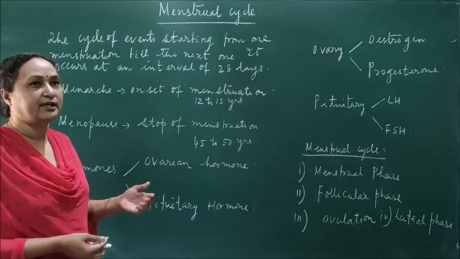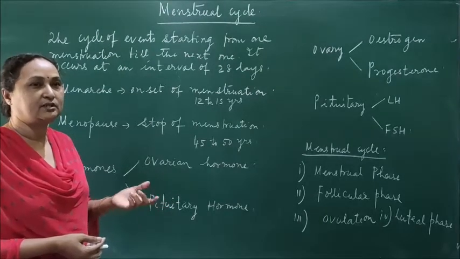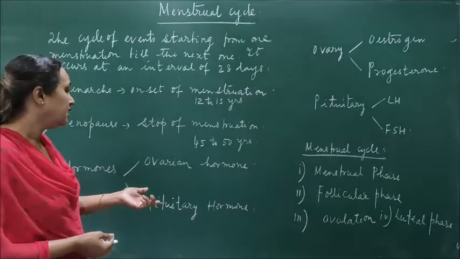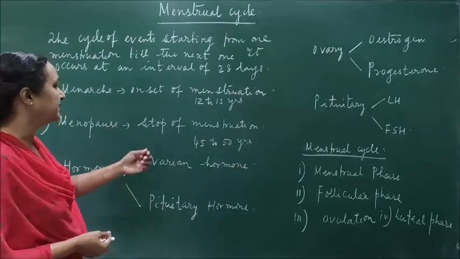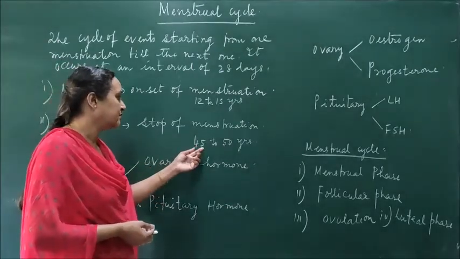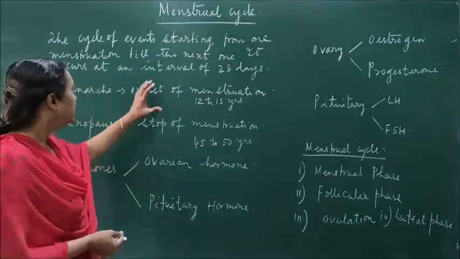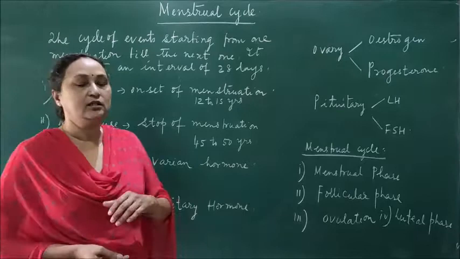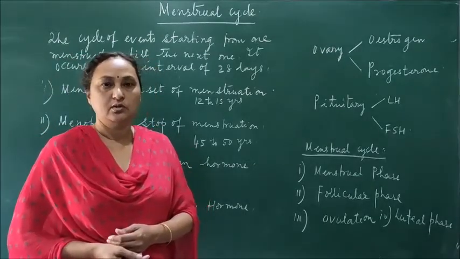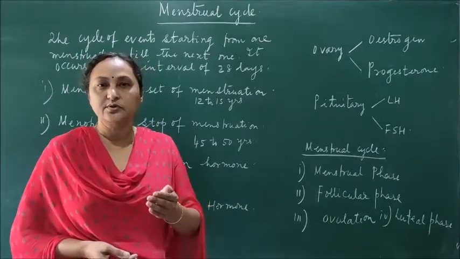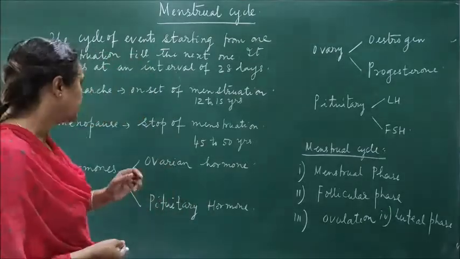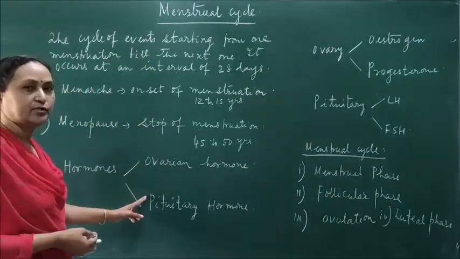In some females you can find it starts at the age of 12, in some 13, in some 14, some 15. Similarly, menopause mainly takes place between 45 to 50 years of age. The cycle operates under the influence of hormones. And which are the organs producing the hormones? There are two organs, one is the ovary, another is the pituitary gland.